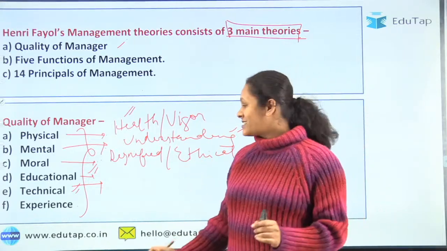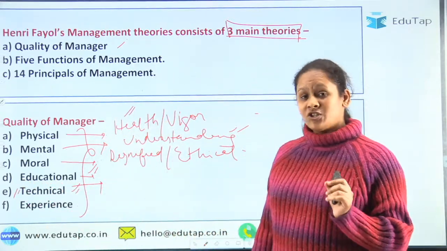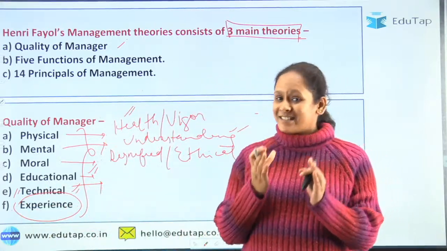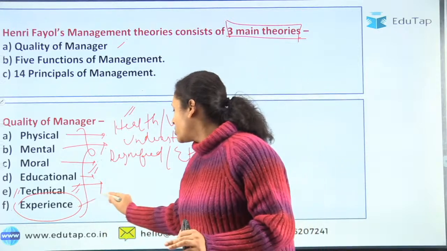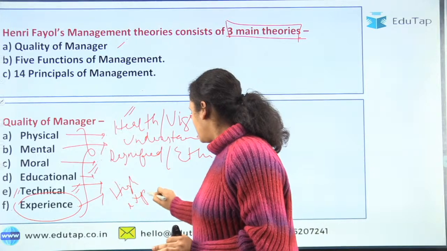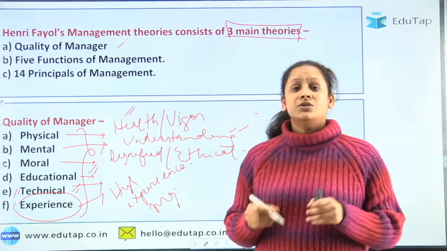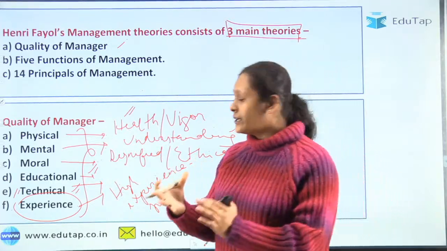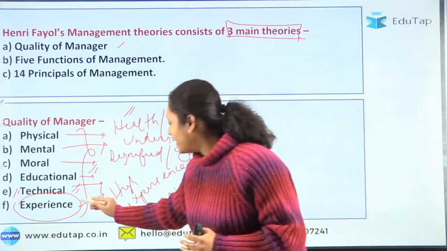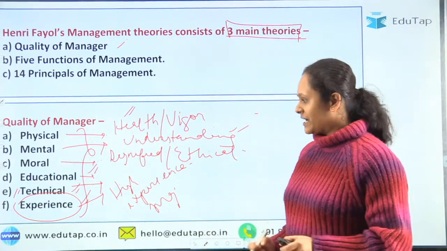All these parameters come under technicality. And the last quality which a manager should possess is experience. What do I mean by experience? I simply mean that the manager should have high experience of managing people. So he should have worked for a certain period of time. What would happen if he has worked for a certain period of time? He can exhibit a high amount of maturity and handle people in a better way.